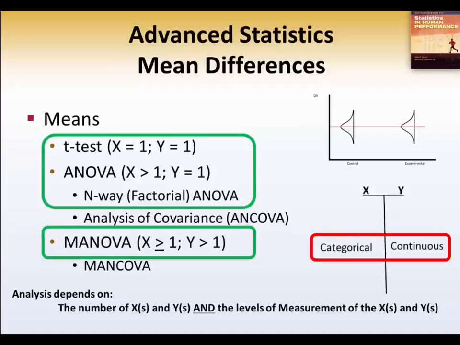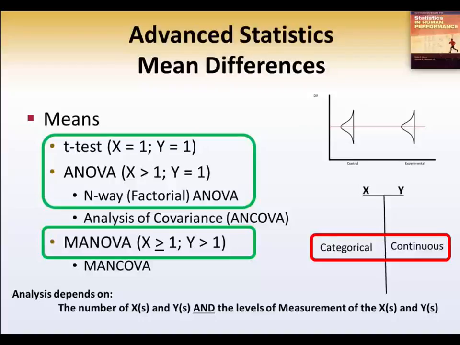With the green boxes on the left, we've identified t-test, analysis of variance, and MANOVA. The commonality amongst these tests is associated with the x's and the y's. The x's, or predictor variables, the independent variables, are categorical, and the single outcome variable is continuous. So we've indicated next to each test the number of independent variables x and the number of dependent variables y's.